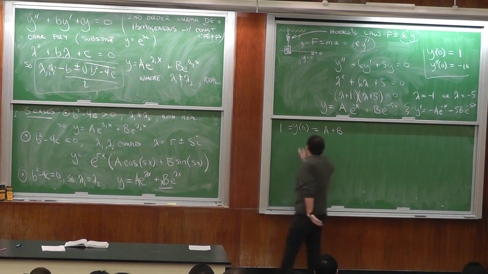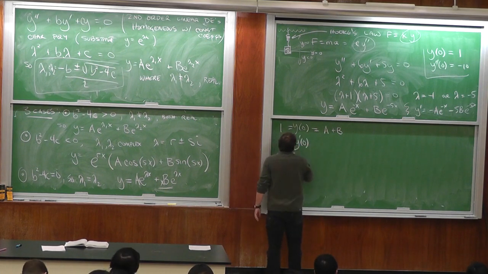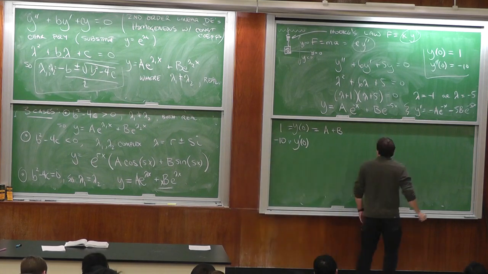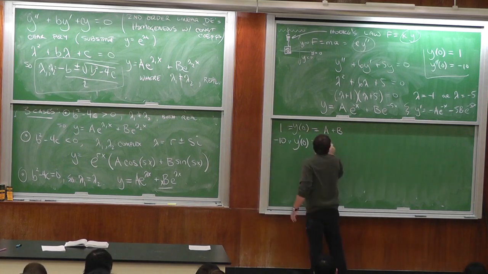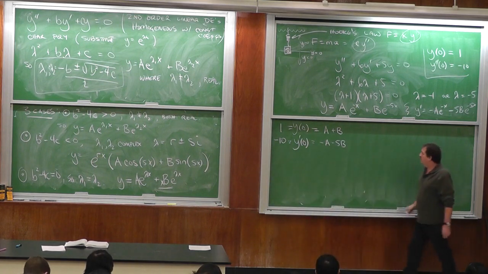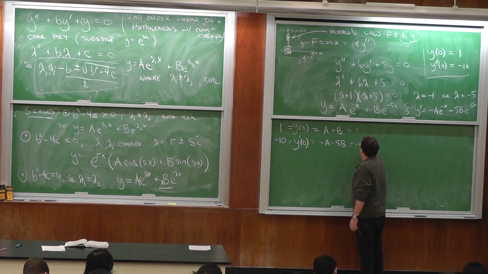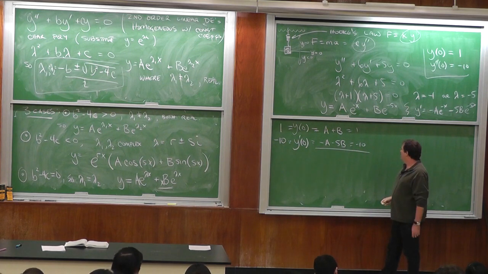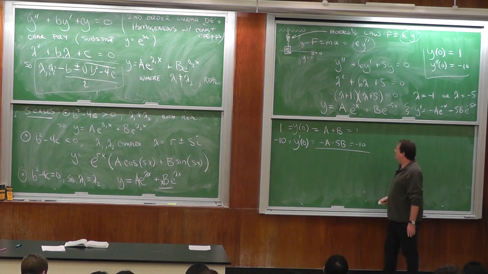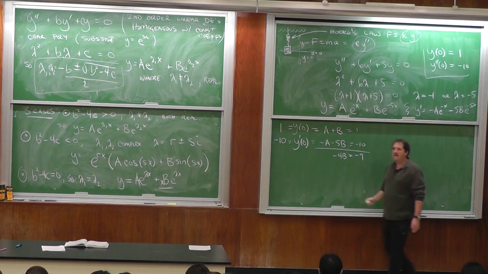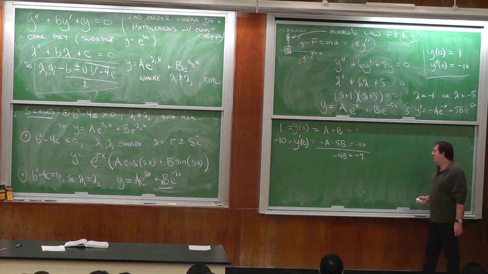And so, taking y prime, which for my initial conditions is minus 10, I have minus a minus 5b equals minus 10. Let me write it over here. If I add these together, the a's cancel out. The b's give me a minus 4b equals minus 9. And so b is minus 9 over 4.